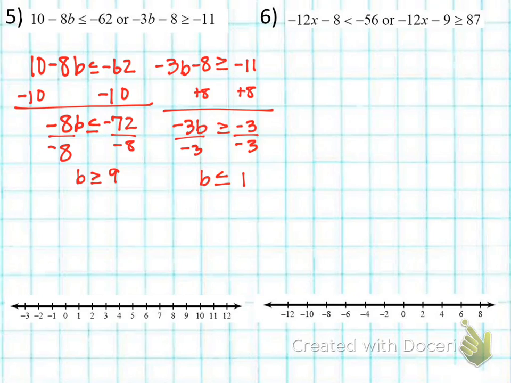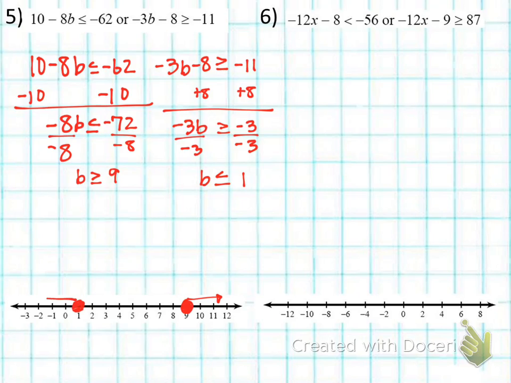Now there's 2 different answers. So if you were to graph both of these on your graph down here, let's start with this one. B is greater than or equal to 9. You're going to draw a circle at 9 and you fill it in. And it says it's greater than, so the arrow's pointing to the right. Okay? Now look at this one. B is less than or equal to 1. This one also is filled in, but this arrow is going to the left.